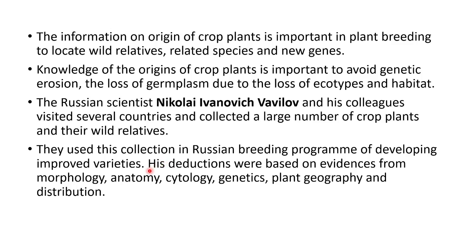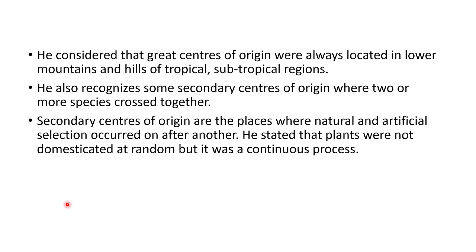During that process, Vavilov came to some conclusions. His deductions were based on evidence from collecting these plants, based on their morphology, anatomy, cytology, genetics, plant geography, and distribution. Vavilov proposed some centers of origin. He considered the great centers of origin to be always located in the lower mountains and hills of tropical and subtropical regions. He also recognized some secondary centers of origin where two or more species cross together.